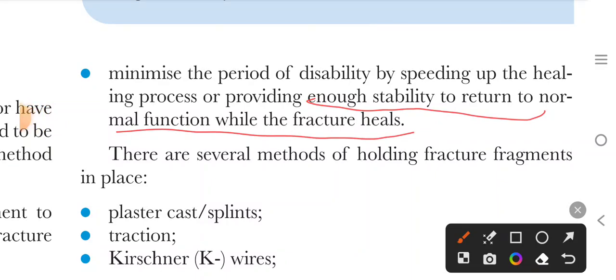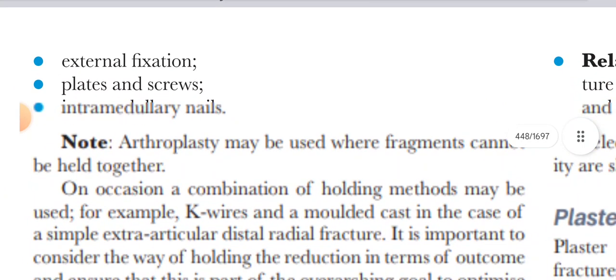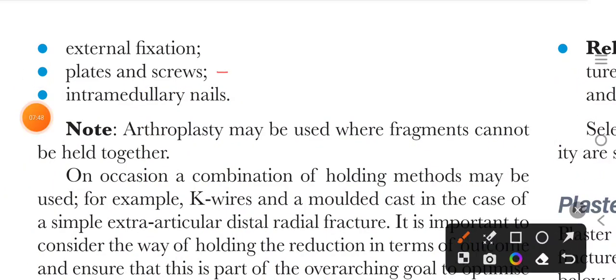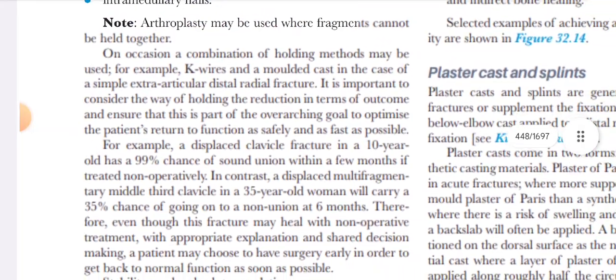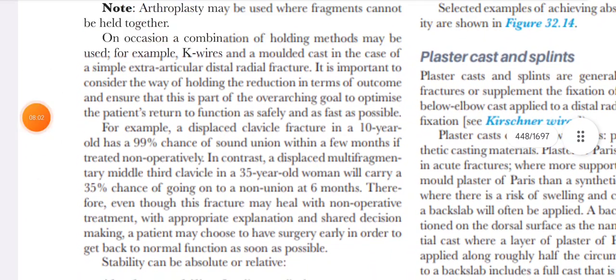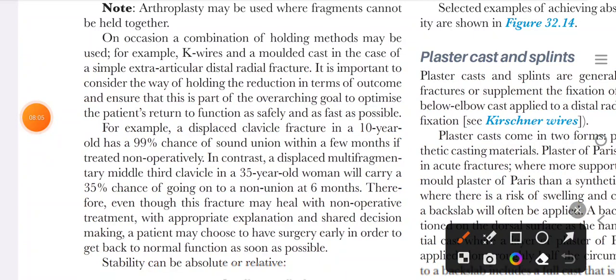We can hold a fracture with one of the following methods. Number 1 is by plaster casts or splints. Number 2 by tractions. Number 3 by Kirschner or K-wires. By external fixators. By plates and screws. And by intramedullary nails. Arthroplasty, also called joint replacement, can be used where intra-articular fractures are not reconstructible or its vascularity has been compromised, like displaced intra-articular fractures of neck of femur in older patients.